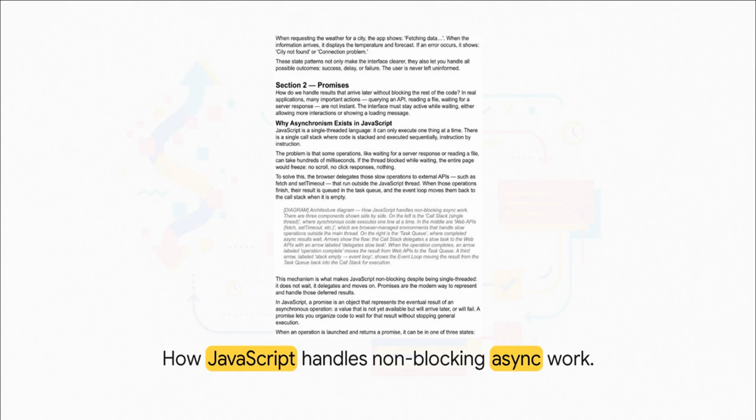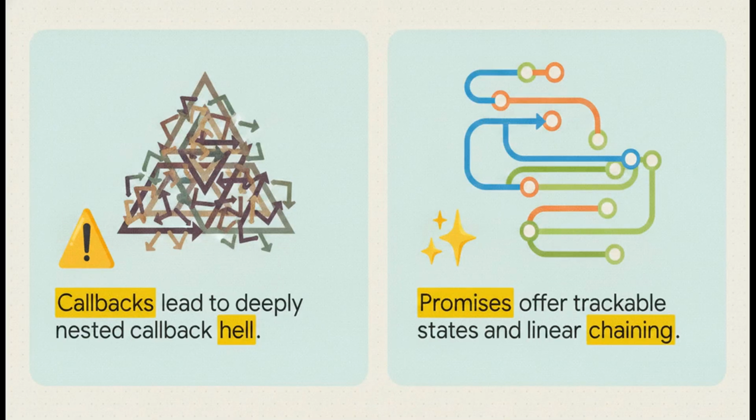Then, once the data arrives, the result gets pushed over to the task queue on the right. Finally, the event loop checks if the call stack is empty, and if it is, it pushes the result right back in. This whole cycle is the absolute secret sauce to non-blocking JavaScript. Now, back in the day, developers managed all these delayed tasks using callbacks. But as you might know, that often led to callback hell, that deeply nested pyramid of code that just looks like a modern art disaster.